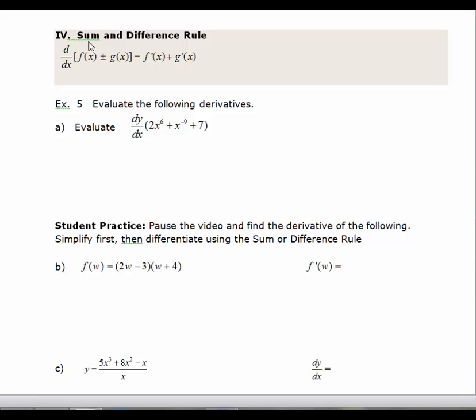All right, here we're going to look at the sum and difference rule for derivatives. And again, I'm not going to go through a formal proof, but relate this back to limits again, is that we know that the limit of a sum is the sum of the limits. And so in this case, the derivative of a sum is actually equal to the sum of the derivatives.